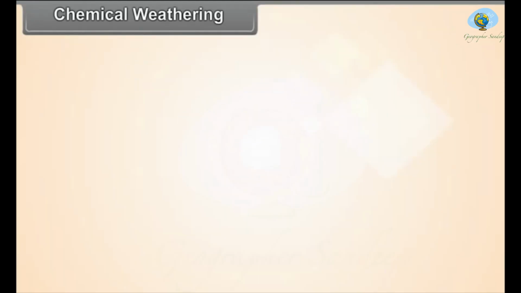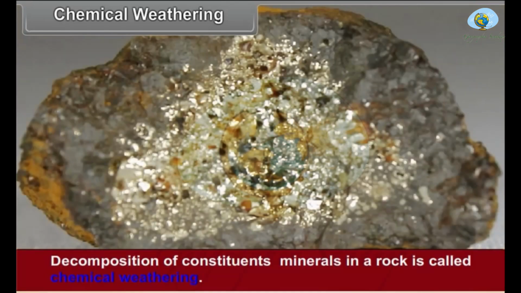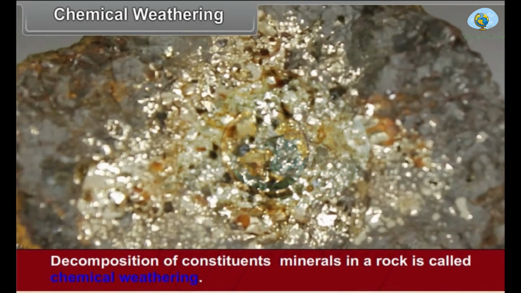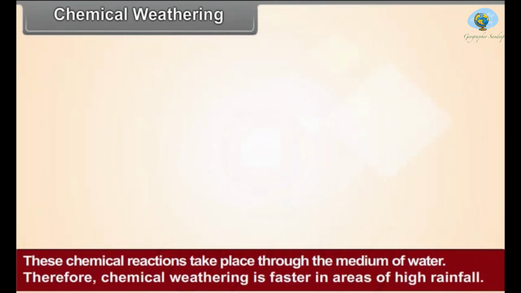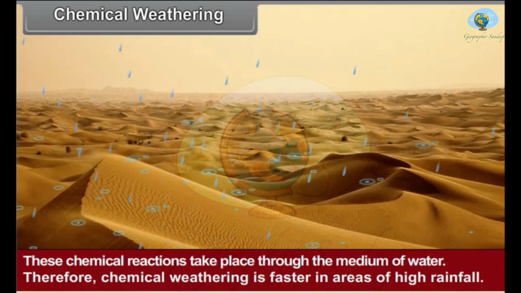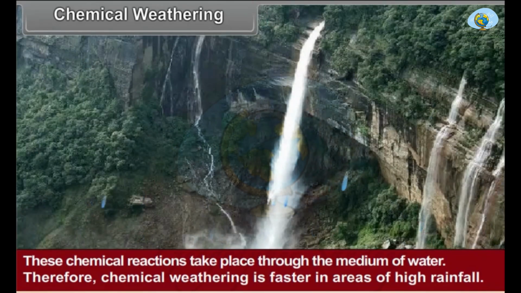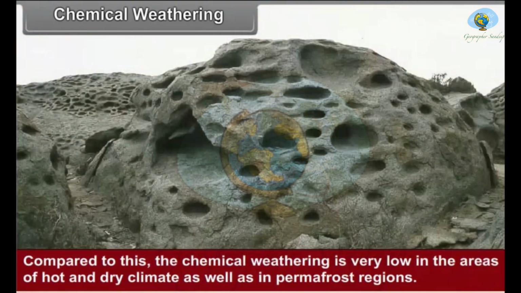Chemical weathering. Decomposition of constituent minerals in a rock is called chemical weathering. These chemical reactions take place through the medium of water. Therefore, chemical weathering is faster in areas of high rainfall. Compared to this, chemical weathering is very low in areas of hot and dry climate as well as in permafrost regions. Chemical weathering depends also on the properties of rock.